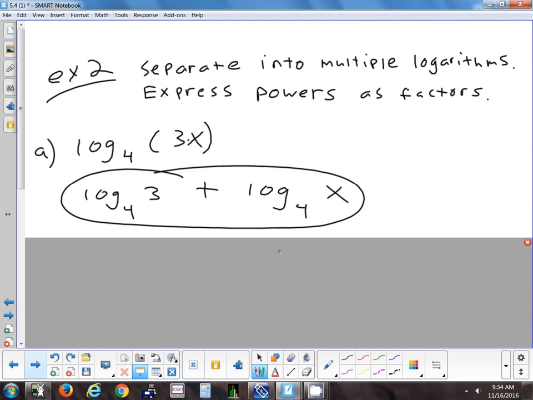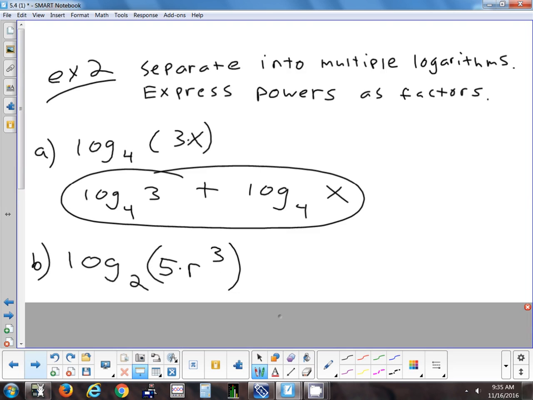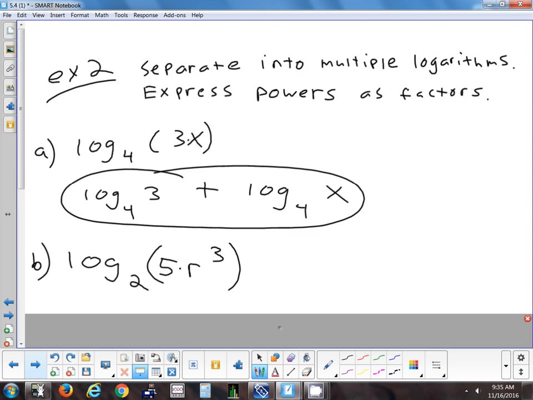They said separate it into multiple logarithms, which I did, and they also said express powers as factors. That's going to come up in the second one. What that means when they say write powers as factors is take any exponents and put them in front. Don't leave exponents in the final answer. So use rule 3.